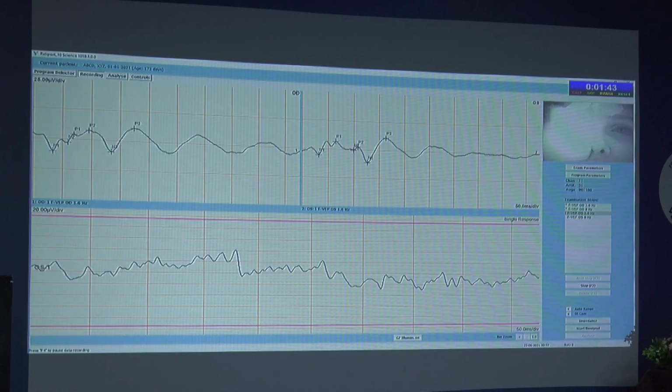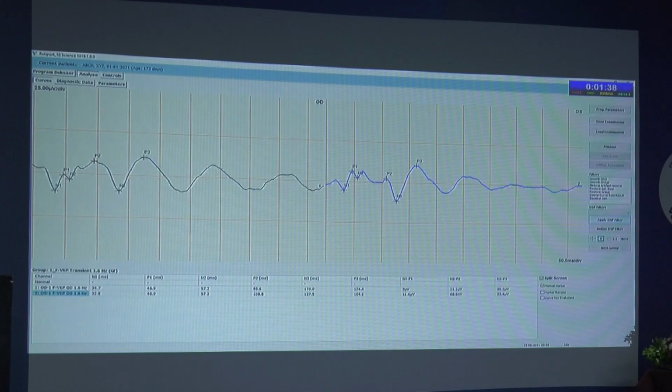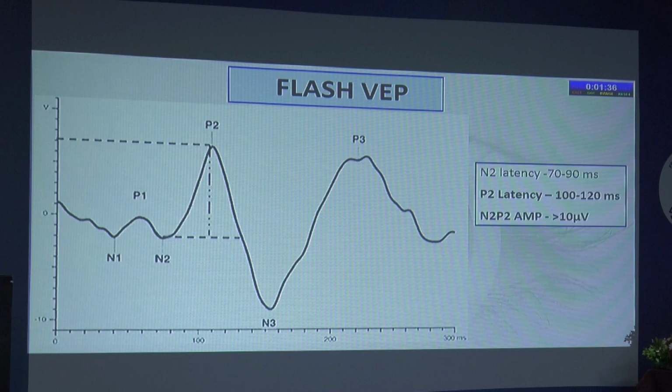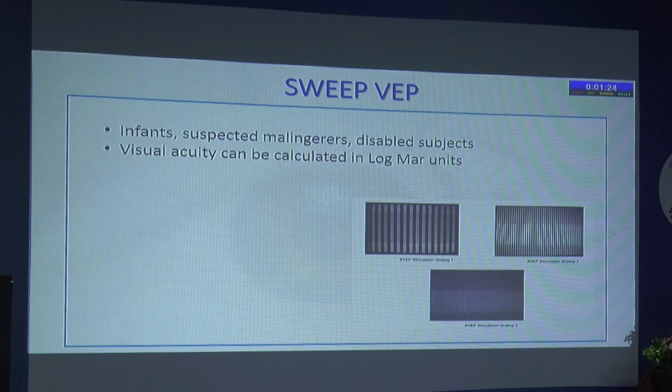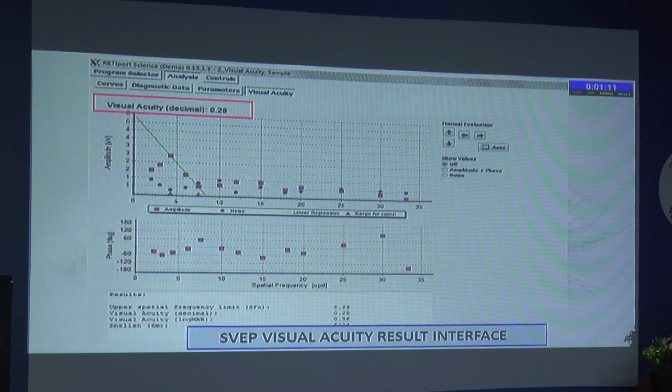Here a little alteration of the wave peaks and troughs can be done to get a proper waveform, which can be then calculated by the machine. In flash VP, the P2 wave is important. Its latency is 100 to 120 milliseconds, and the N2 P2 amplitude should be more than 10 microvolts. And this is how the output will look. Just a small note on sweep VP done in infants, suspected malingerers, or disabled subjects. Here the visual acuity can be extrapolated from the VP and calculated in logMAR units.